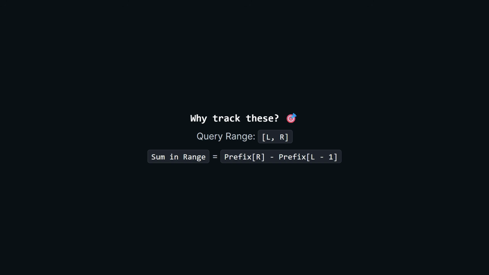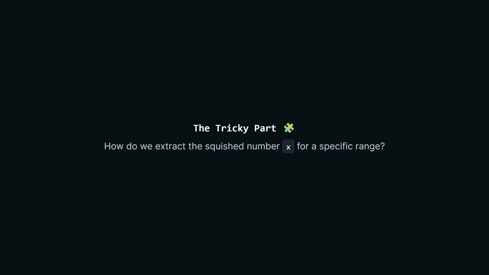Because we have running totals, finding the total sum for any specific range is incredibly easy. We just subtract the sum right before our start point from the sum at our endpoint. But how do we extract the squished concatenated number x for a specific range? We can't just do normal subtraction here.